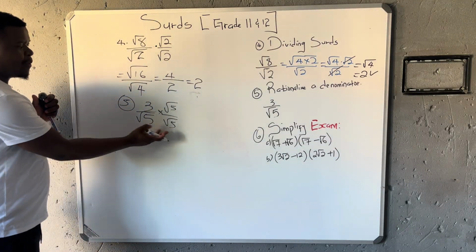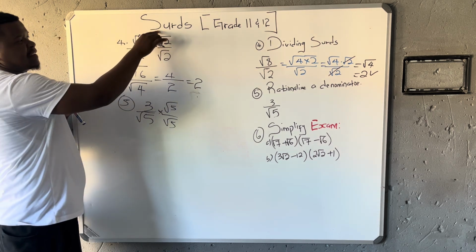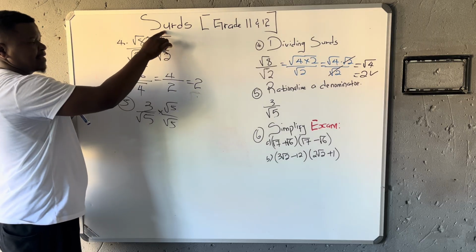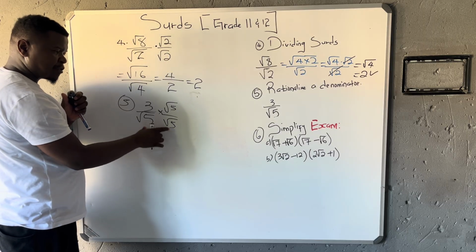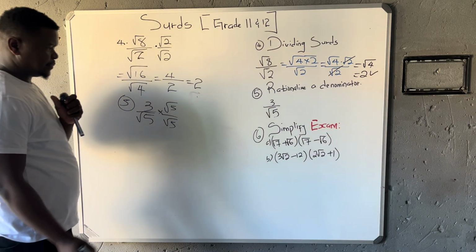We don't want our answer to have a surd in the denominator. Let not our denominator become a surd. Get rid of the surd from the denominator. By so doing, you are rationalizing the denominator.